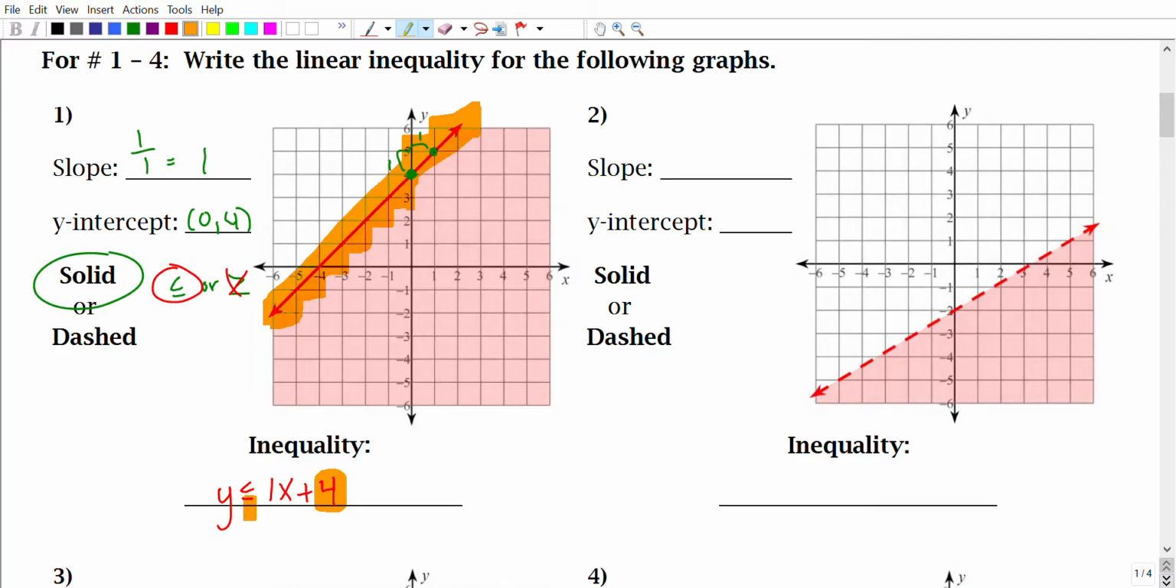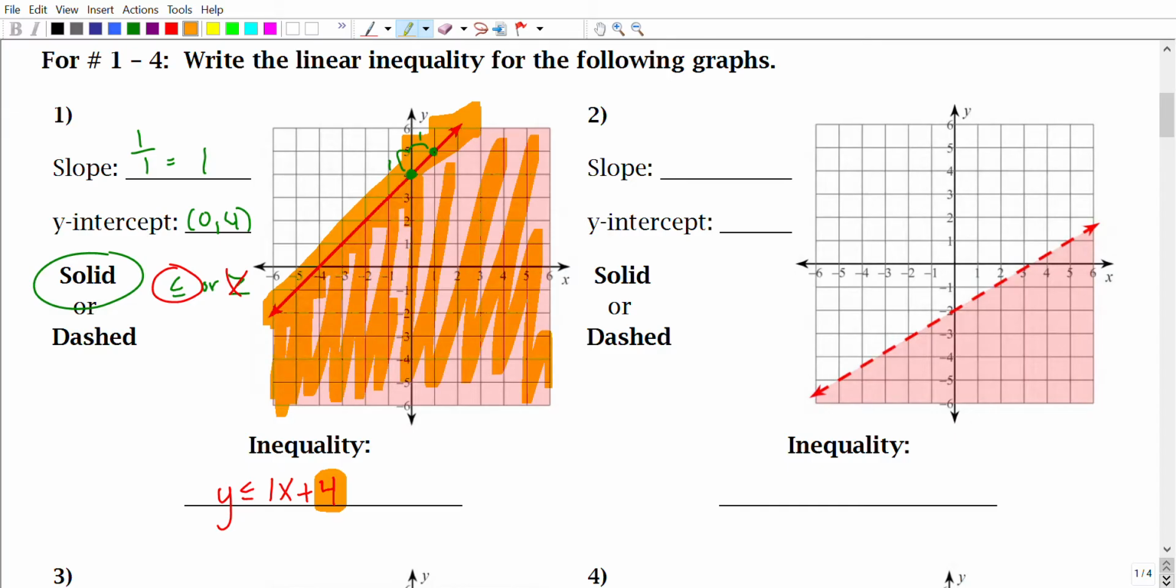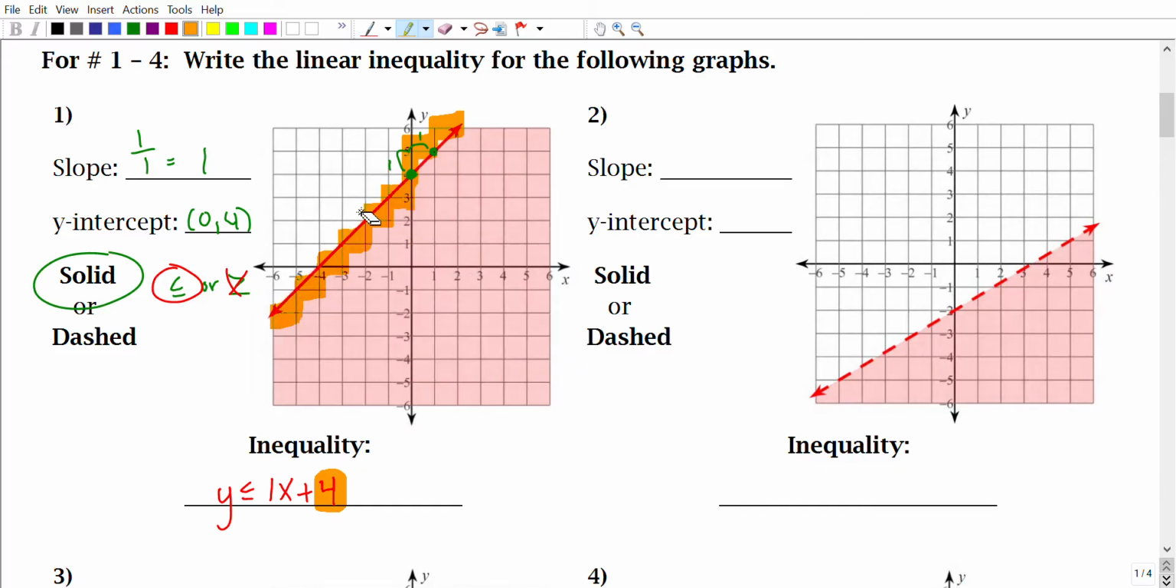I have an equal to, so it definitely has to be solid, which it is. And also, it's a less than symbol, which means I'm shading below. So all of this right here. I just wanted to verify that I did have the correct inequality, and it still meets all the criteria that I asked earlier. Okay, so we have all of our information. So this was, in fact, my answer. This is the correct inequality.